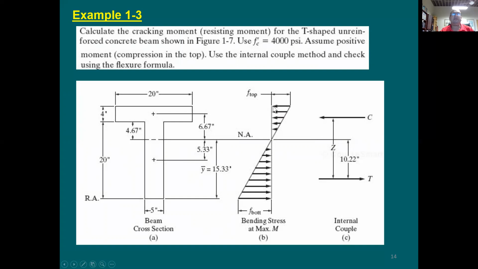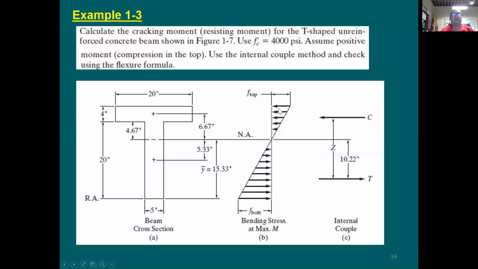Now, once you know the stress distribution, you should be able to find the forces. The tension force is going to be simple because you have the stress at the bottom, multiplied by this depth from here to there, 15.33, divided by 2. That gives you the area of this triangle. Now you do this integration on the width of the beam. And with that, you're just going to take this area here, multiplied by 5, as if you're trying to figure out the volume of this stress block. That's exactly what you do.